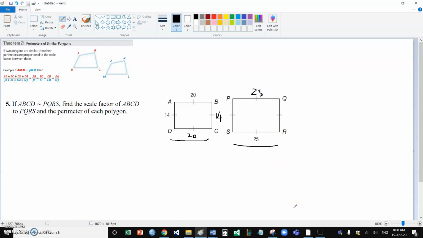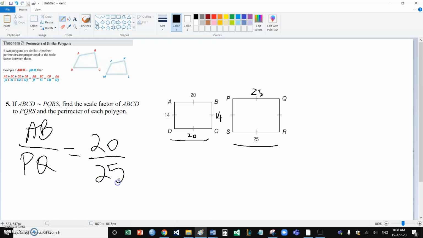Okay, so let's divide two corresponding sides. The corresponding side for AB is PQ. So AB over PQ equals 20 over 25, and that equals 4 over 5. Which means that the perimeters are also proportional to the same scale factor, which is 4 over 5.